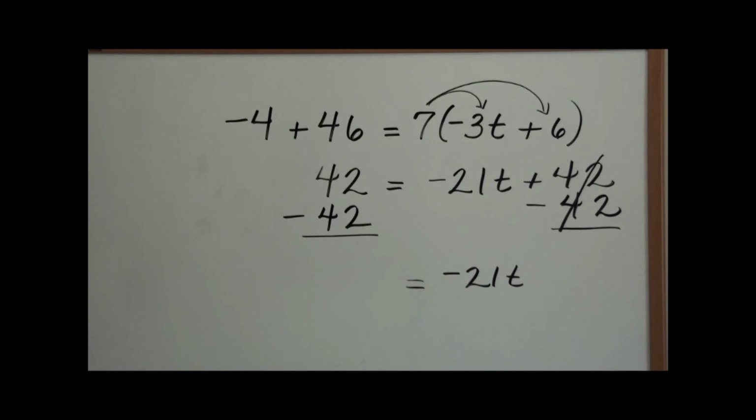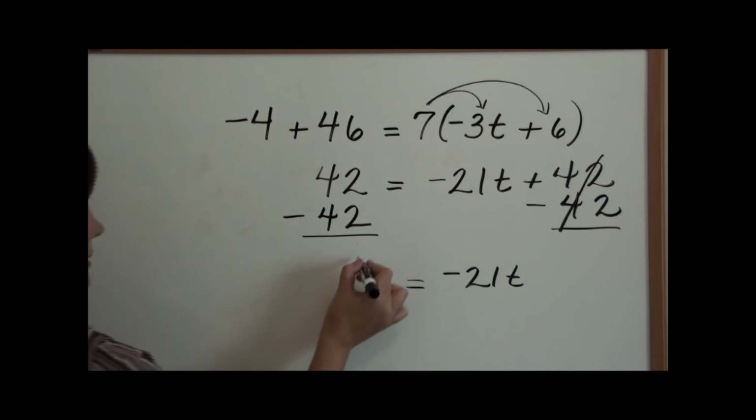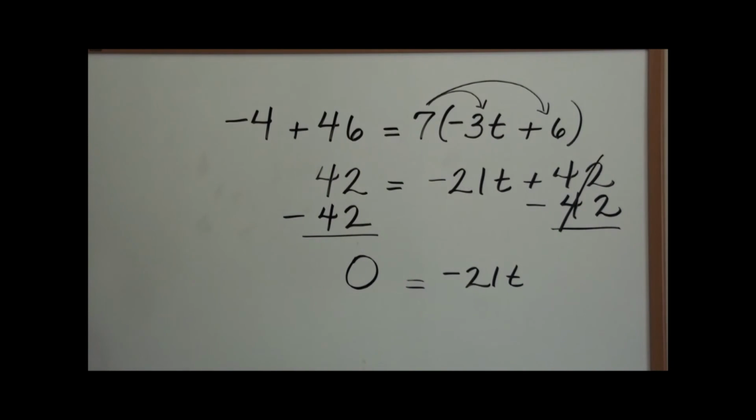On the left side, 42 minus 42 gives me 0. There's nothing else there. So we have to write that 0. Don't freak out. Don't think there's no solution. 42 minus 42 gives me 0. If that's the only thing on the side, you have to write it.